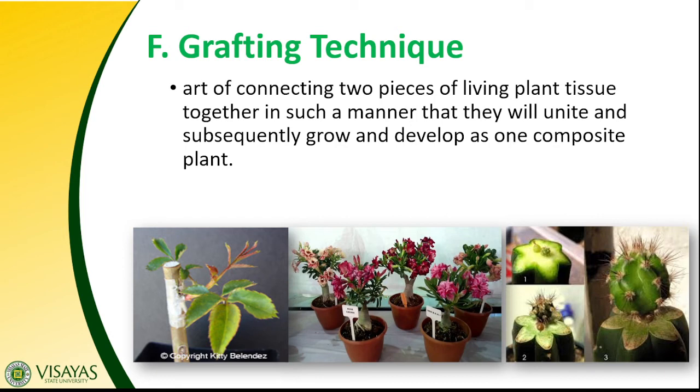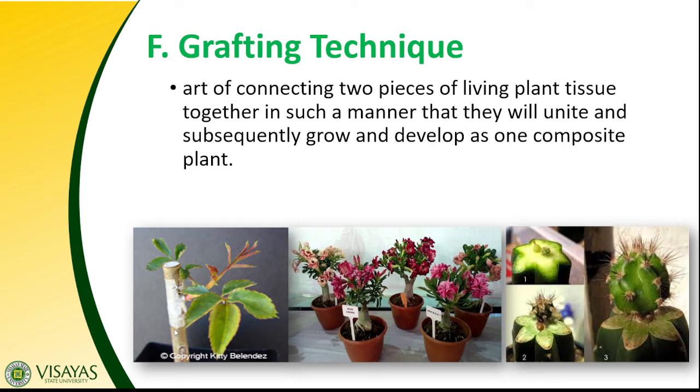Below the graft union is the rootstock, which is destined to develop into the root system, and above the graft union is the scion, which is destined to develop into the shoot system, the one which will produce flowers and fruits. So this one here, this is the scion being inserted into this rootstock.